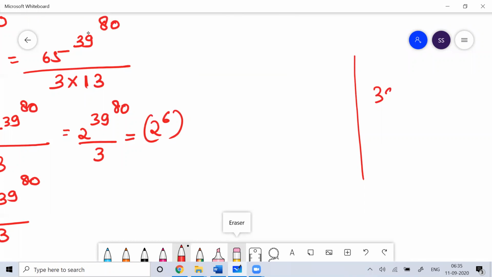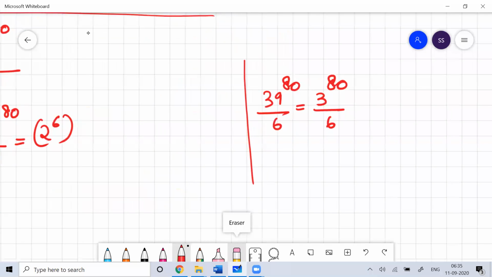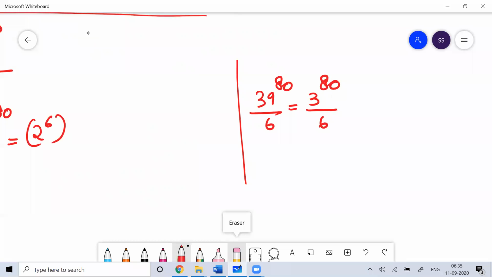So 39 to the power 80, when I divide by 6, what remainder will I get? 6 sixes are 36, so 3 to the power 80, when I divide by 6, what remainder will I get? I need to see that. Here they should be co-prime to each other, but 3 and 6 are not co-prime to each other.